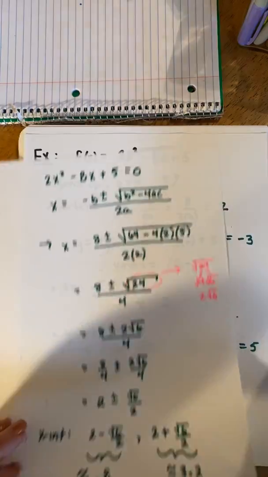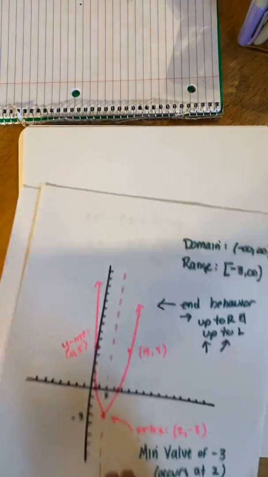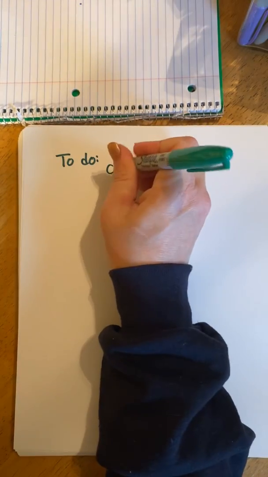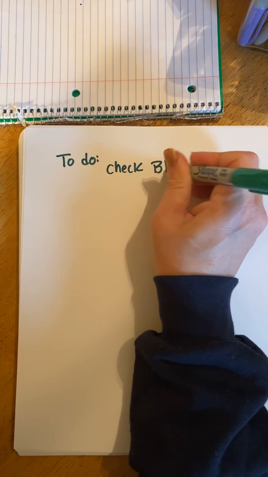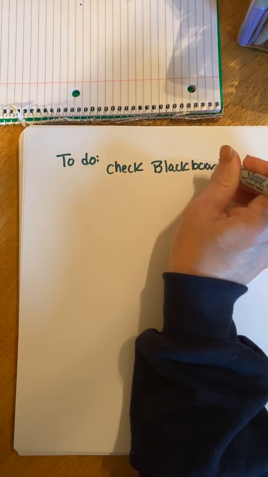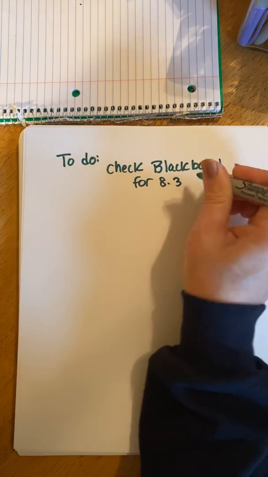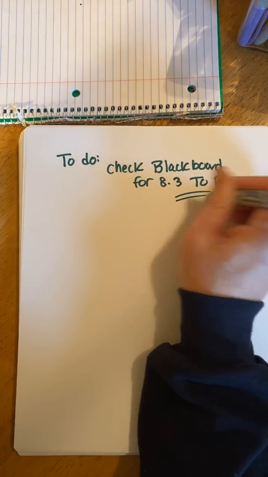All right, I forgot to write down the 8.3 assignment. I don't know where I put it, so to save time, let me see, is it here maybe? I don't have it. So, all right, to do, check Blackboard. I have to find those papers. Sorry. Thought I was so prepared. For 8.3 to do, under the to do section.